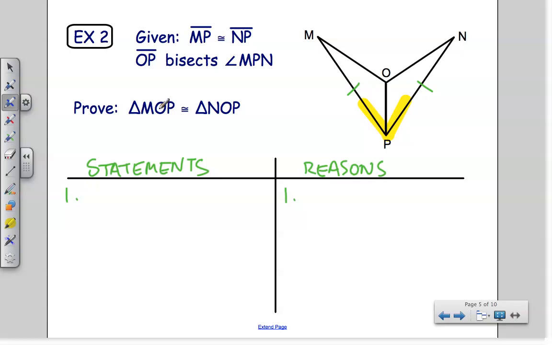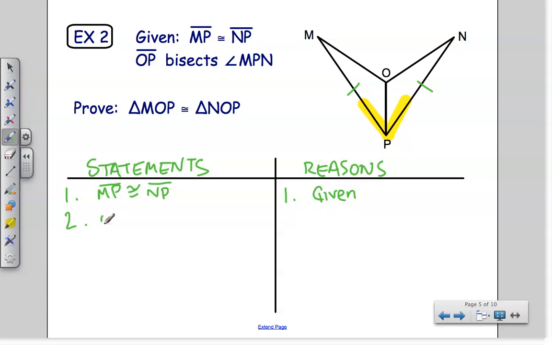Ultimately, I'm trying to prove that triangle MOP over here is congruent to triangle NOP. I'm assuming this will be another side angle side situation. But we'll get to that. So I'm going to start out, they gave me that MP was congruent to NP. Those sides were already congruent, that was given to me.